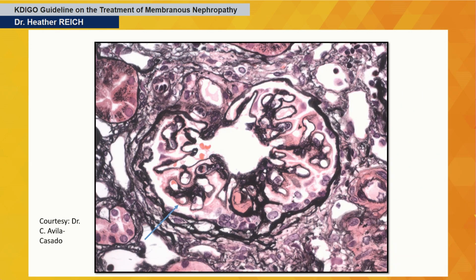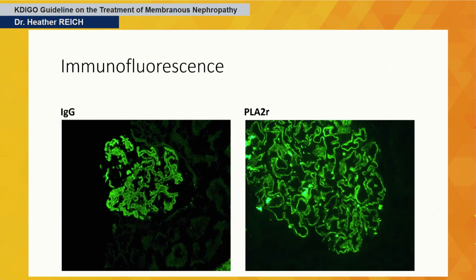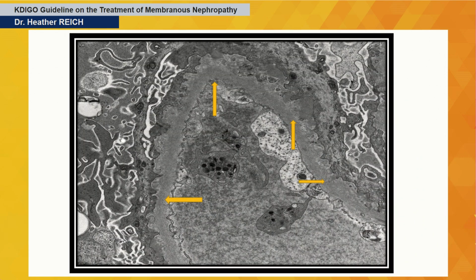The silver stain clearly showed thickened basement membranes, as well as evidence of spikes, an engorged capillary loop with extravasated neutrophils in keeping with the renal vein thrombosis. The IgG and anti-PLA2R immunofluorescence were both positive, and the EM showed ongoing subepithelial deposits of immune complexes.